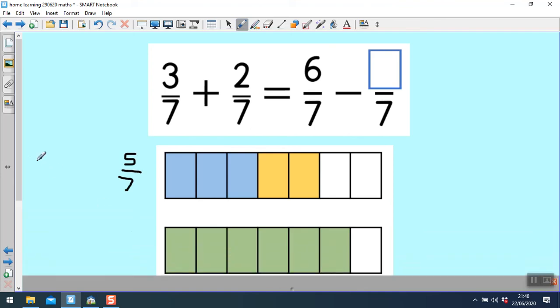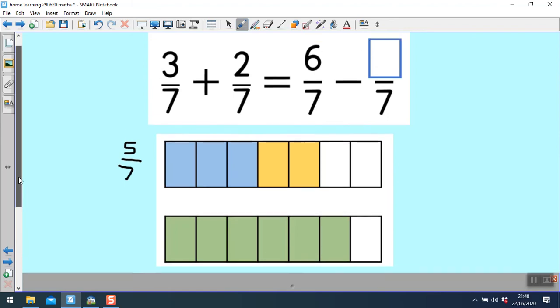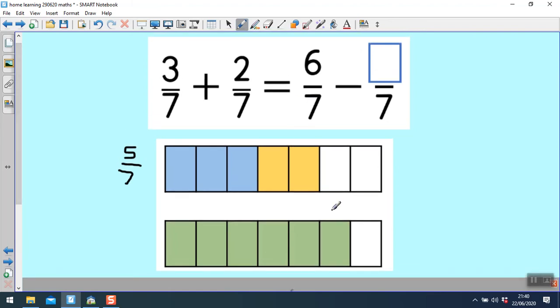So this bar here shows me 6/7. 6/7 take away how many sevenths equals 5/7. This is my 5/7. 6/7, which is all of the green, take away what gives me the 5/7. If I take away 1/7, I'm going to get 5/7. Well done if you got that right.